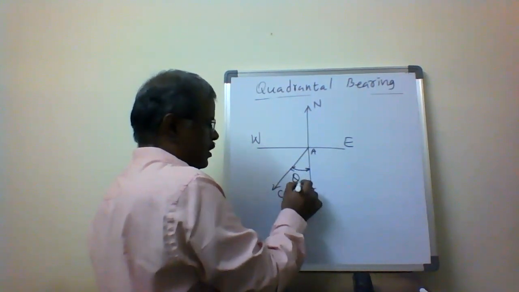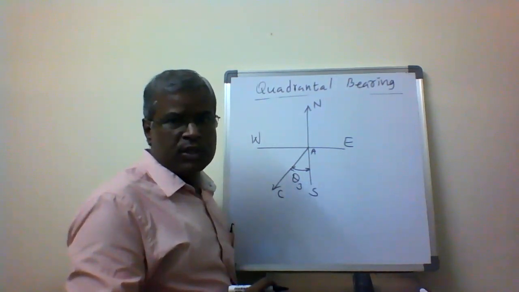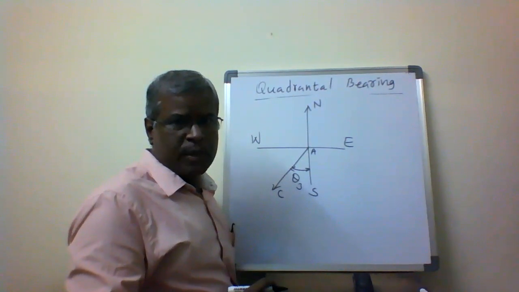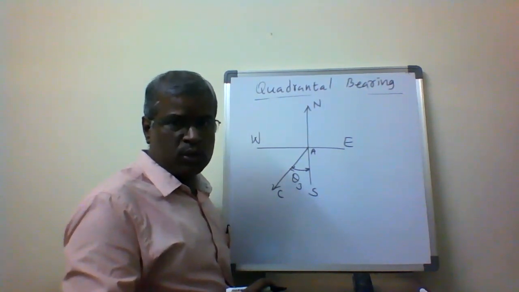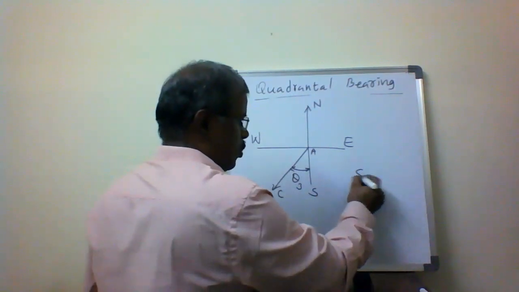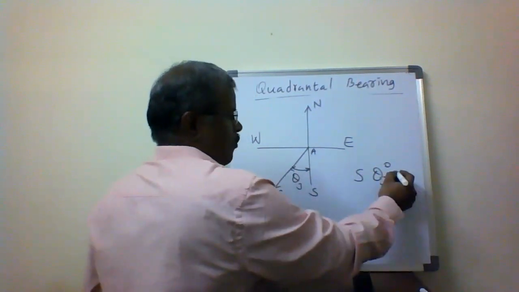I'm going to be measuring as theta 3 degrees. Next direction is A to C. So this here theta 3 degrees is my direction. I'm going to measure from the nearest reference point, which is south. So that's why I'm going to write it as south theta 3 degrees west.